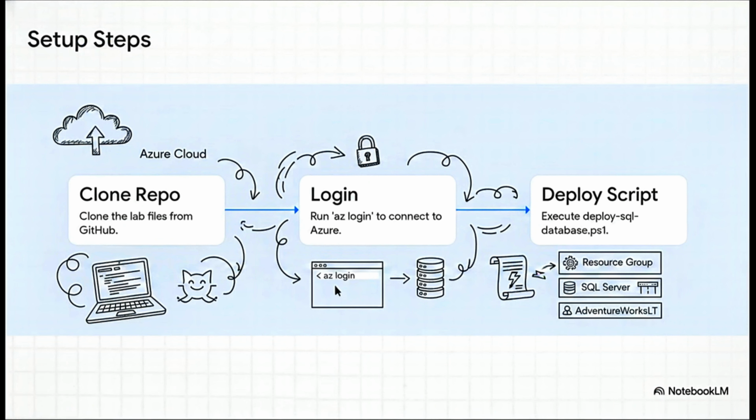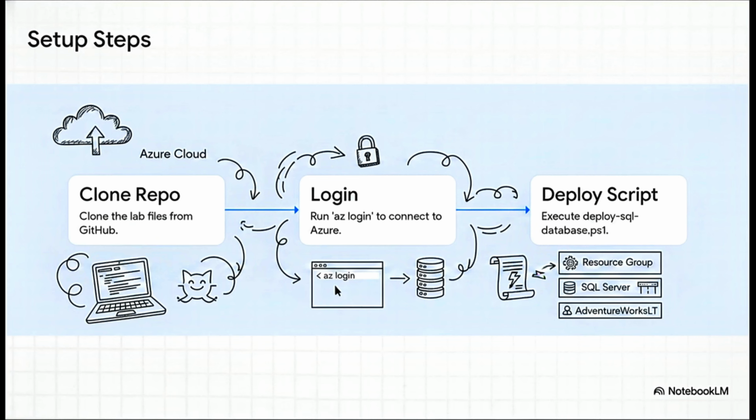Before we can automate a single thing, we need a database to maintain, right? In your hands-on lab, your very first task is setting up this foundational Azure infrastructure. You'll start by opening Visual Studio Code and cloning the lab files straight from GitHub. Next up, you just run the az login command to connect to your Azure environment. And finally, you'll execute this beautifully pre-written PowerShell script called deploy-SQLDatabase.ps1. This script does all the heavy lifting.